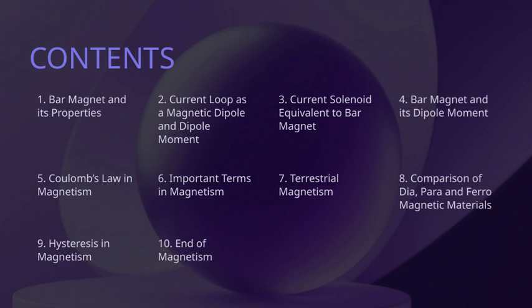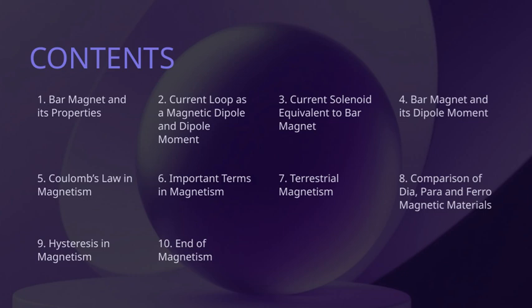We'll also discuss hysteresis in magnetism. Hysteresis describes the lag between changes in magnetization and the external magnetic field, leading to a hysteresis loop. This concept explains how magnetic materials retain some magnetization even after the external field is removed, which is important for magnetic storage. Next, we cover important terms in magnetism such as magnetic field, flux, and magnetic permeability.